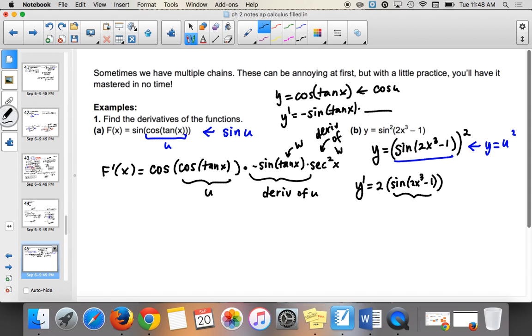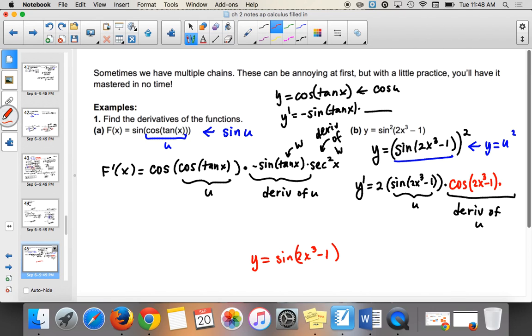So that was my u, right? But I still need to multiply by the derivative of u. So like I was saying, it's like a second part of the problem. So you're thinking, oh, that u part now is sine of 2x cubed minus 1. So how do you take the derivative of sine of 2x cubed minus 1? You do cosine of 2x cubed minus 1 times 6x squared. Yeah, good. So those take some practice.